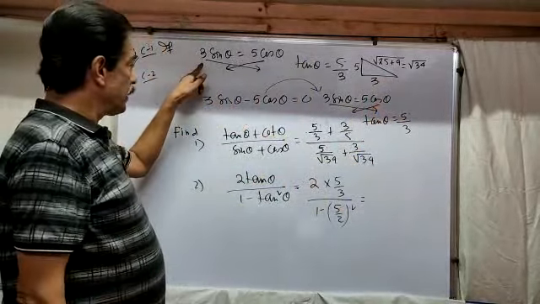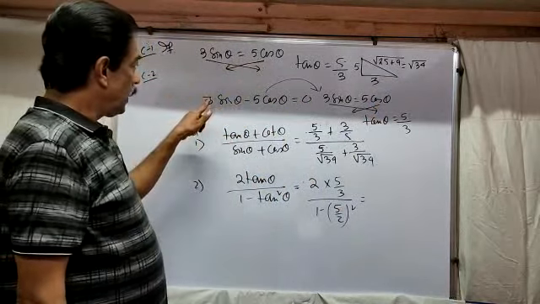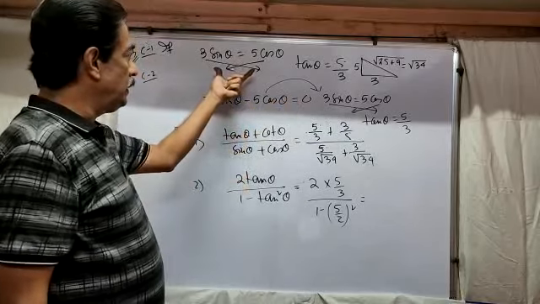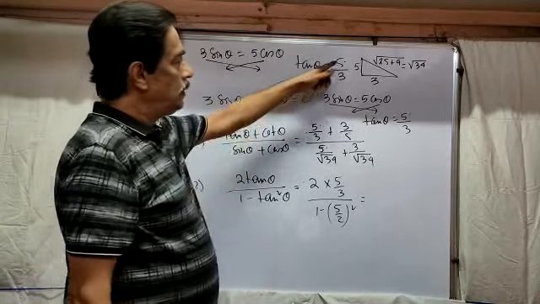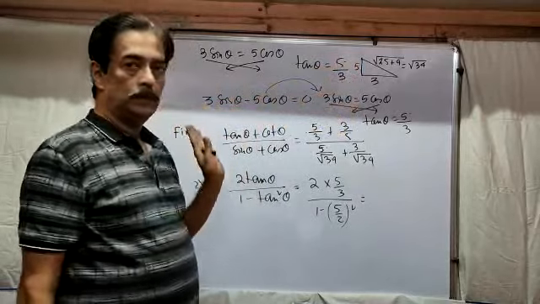So they can ask these 2 types of questions. 3 sin theta equal to 5 cos theta, then find the value. Or 3 sin theta minus 5 cos theta equal to 0, find the value. In this case, you have to find the value of tan theta, and then perpendicular, base and hypotenuse, you know, so you can find any value.